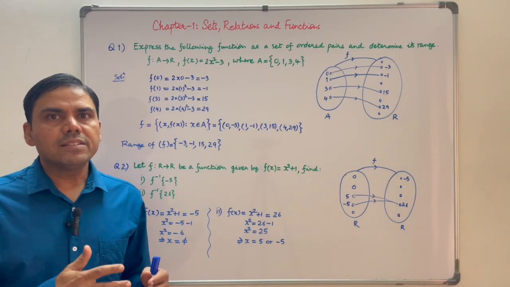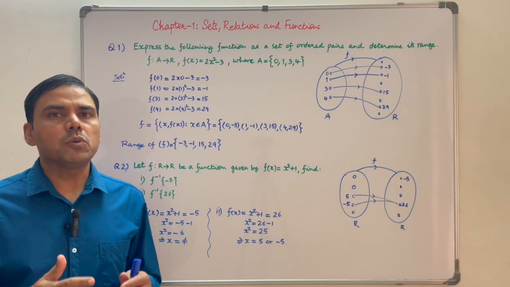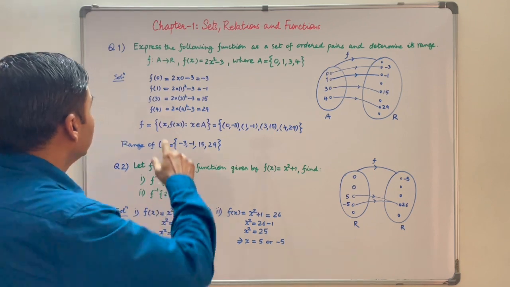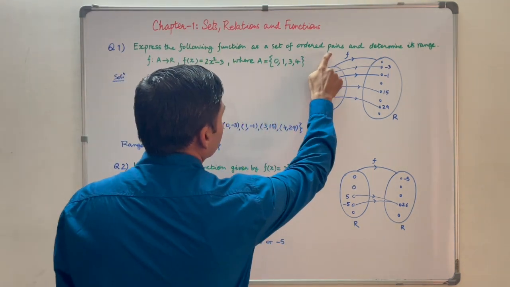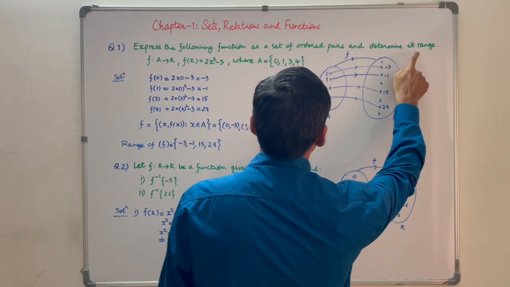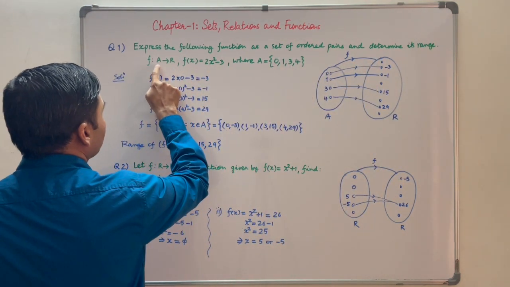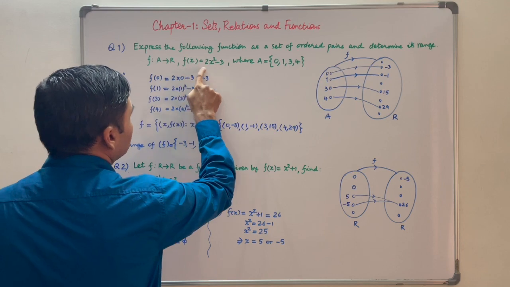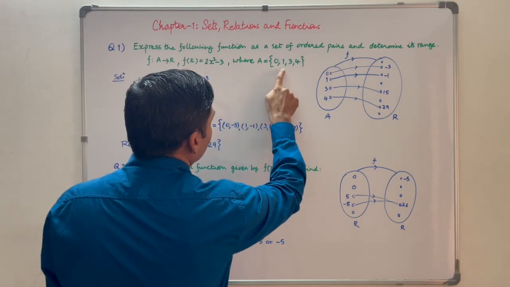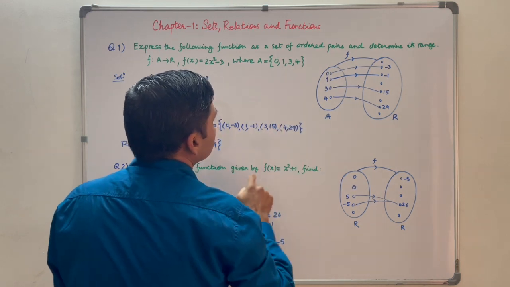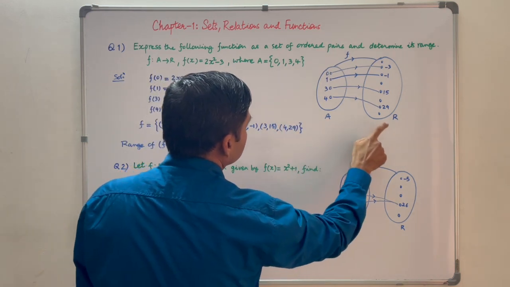Hello children, let us see these two questions that are related to functions basics. First question, express the following function as a set of ordered pairs and determine its range. F is a function from A to R, f(x) equal to 2x square minus 3, where A is {0, 1, 3 and 4}. Consider two sets, set A and set R.